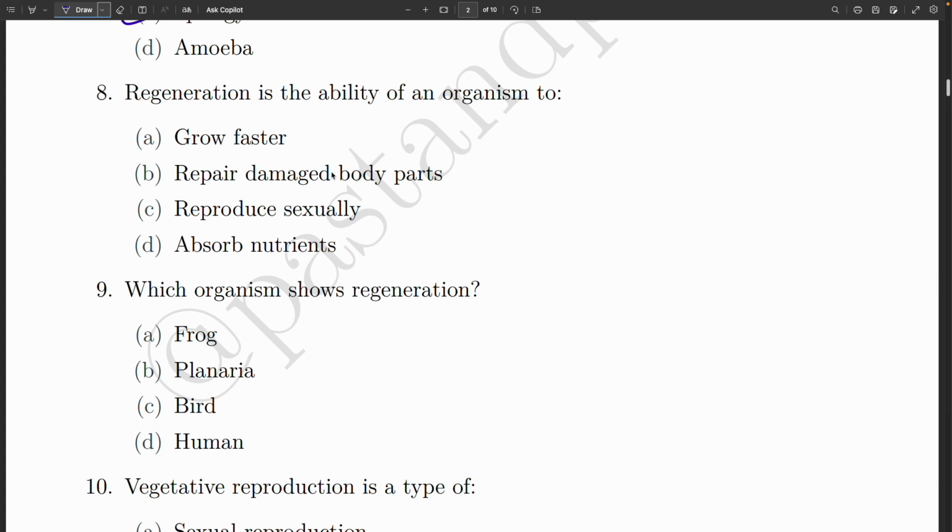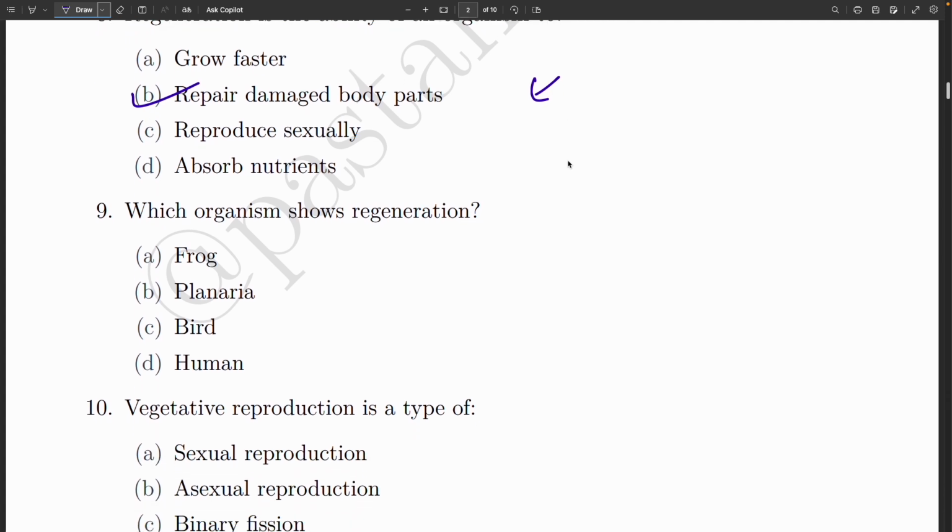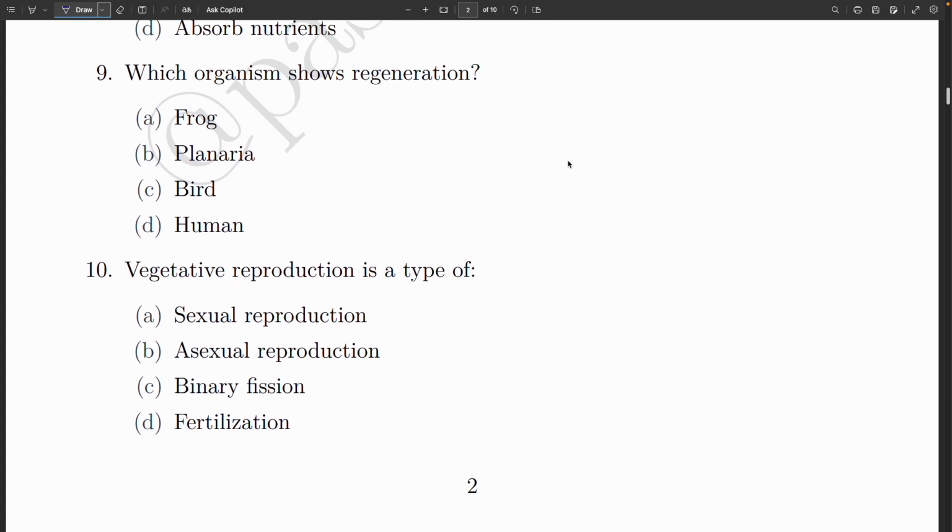Regeneration is the ability of an organism to repair the damaged body parts. अब इसका एक बहुत ही बेहतरीन example मैं आपको देता हूँ. छिपकली आप लोगों ने देखी होगी. So lizard में एक tendency होती है कि वो अपनी tail को छोड़ दे और बाद में वो tail regenerate हो जाती है जब कोई उसको वहां से पकड़ता है. Basically ये उसका एक defense mechanism है. So this is repair of damaged body parts. Which organism shows regeneration? तो planaria shows regeneration.